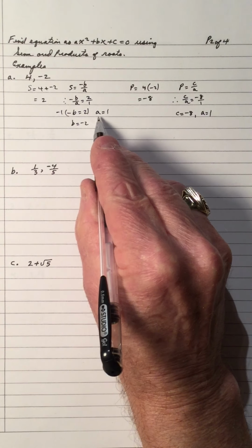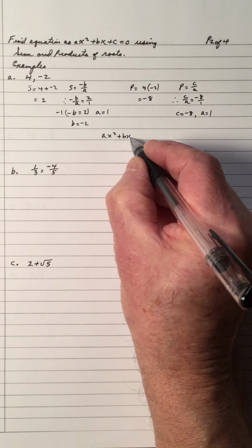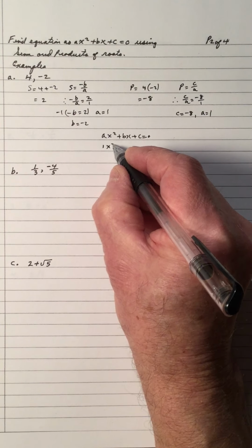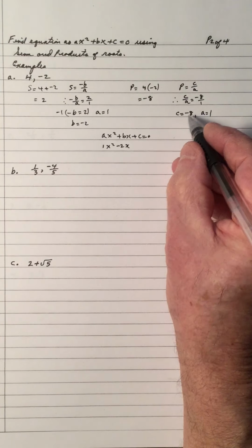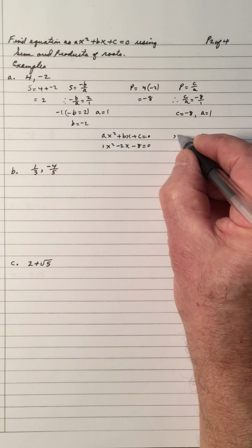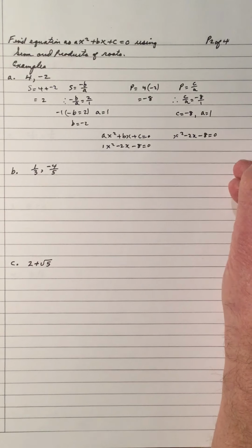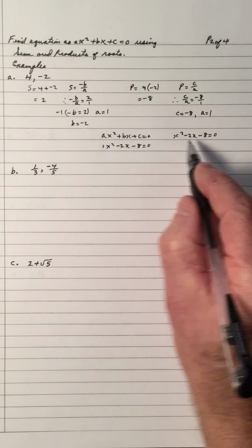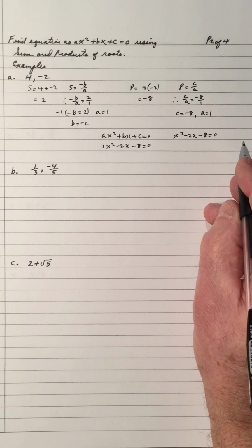Notice a is 1 each time, so ax squared plus bx plus c equals 0. A is 1, b is negative 2, and c is negative 8. So the equation is x squared minus 2x minus 8 equals 0. And that's the quadratic equation that has those two roots. And if you sub either one of these roots into this equation, you will have it equal to 0.